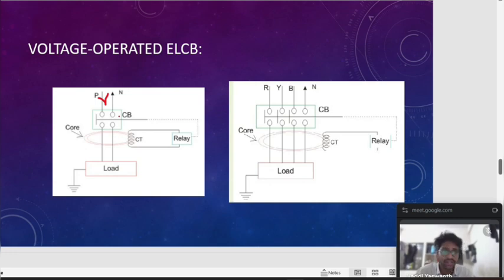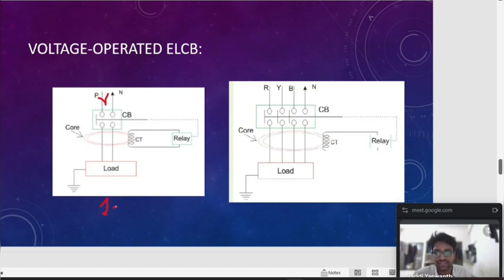If there is a leakage of current, then this core will detect that leakage and tell this relay that there is a leakage of current. Hence this relay will tell the circuit breaker to break the circuit, and the excess amount of current will be passed to the ground, earth. This is how this voltage operated ELCB works.